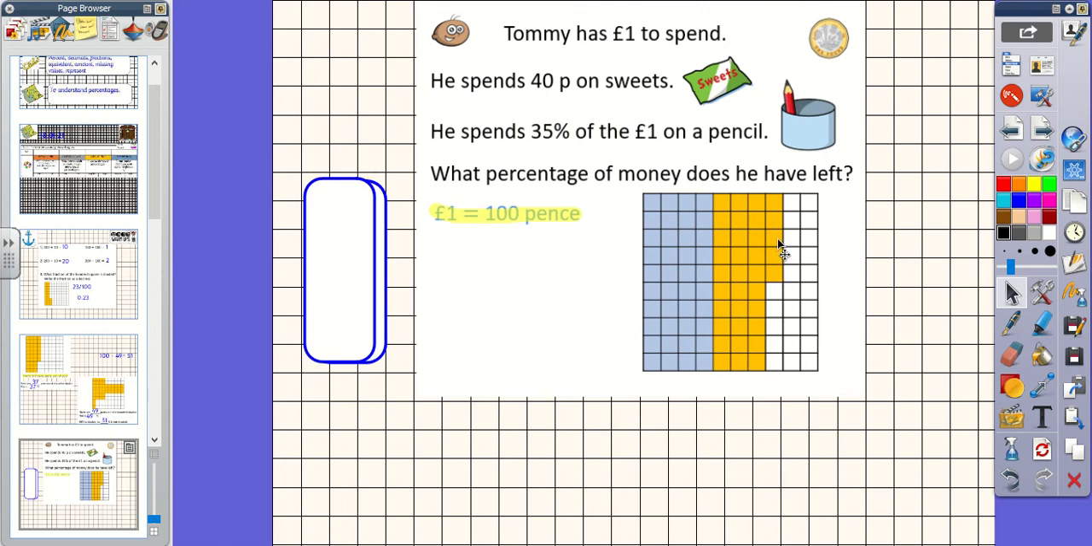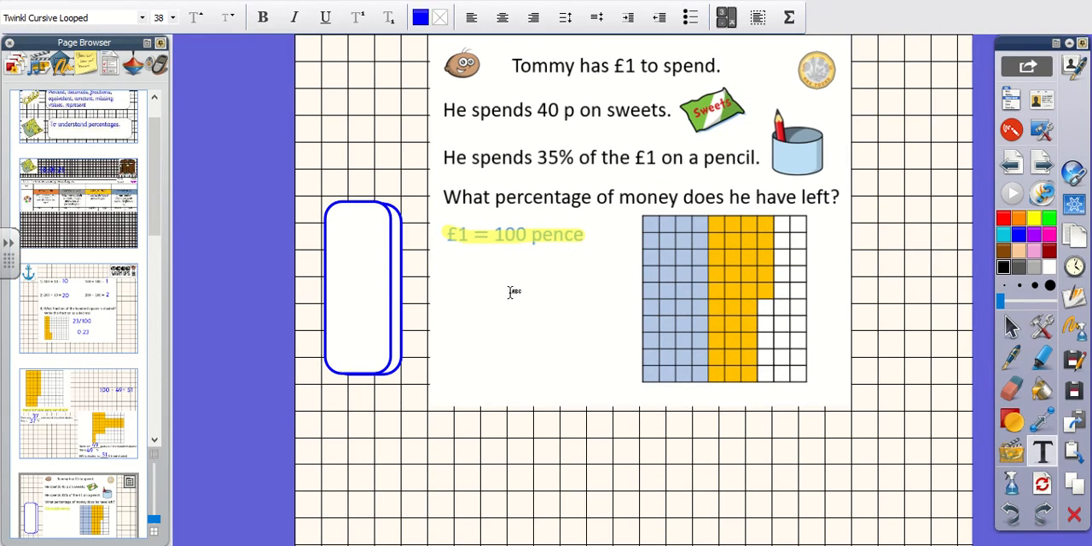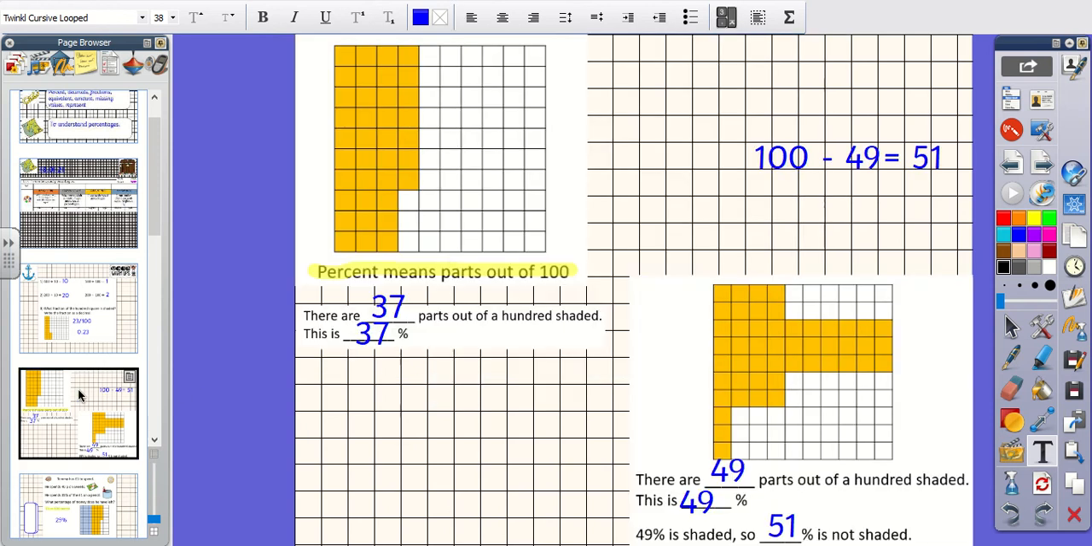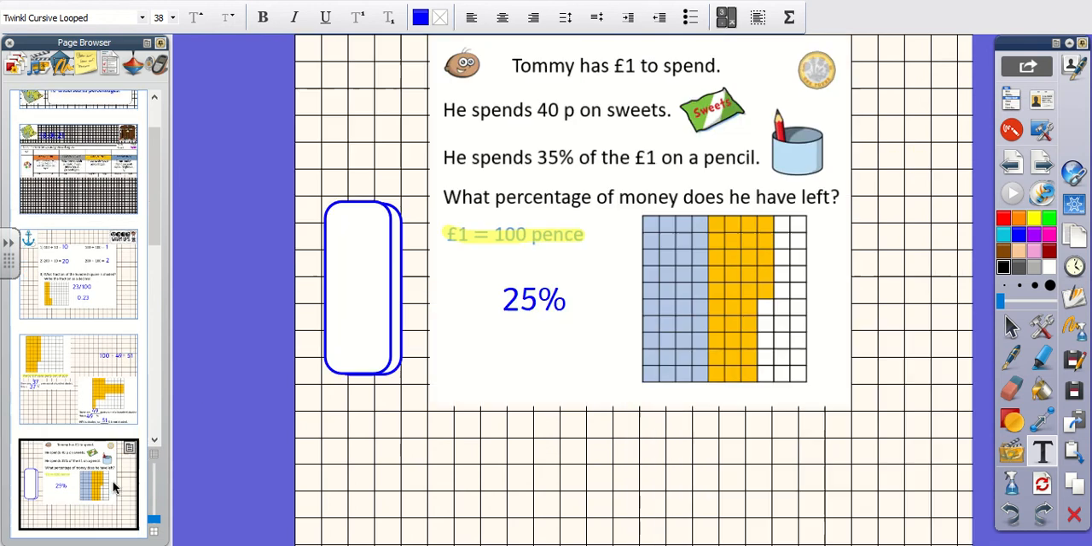10, 20, 30, 1, 2, 3, 4, 345. What percentage of money does he have left? So let's count the white squares here then. So we know we've got 10, 20, 1, 2, 3, 4, 5. So the percentage of money he has left is 25%. Okay, so always remember that percentage means out of 100.